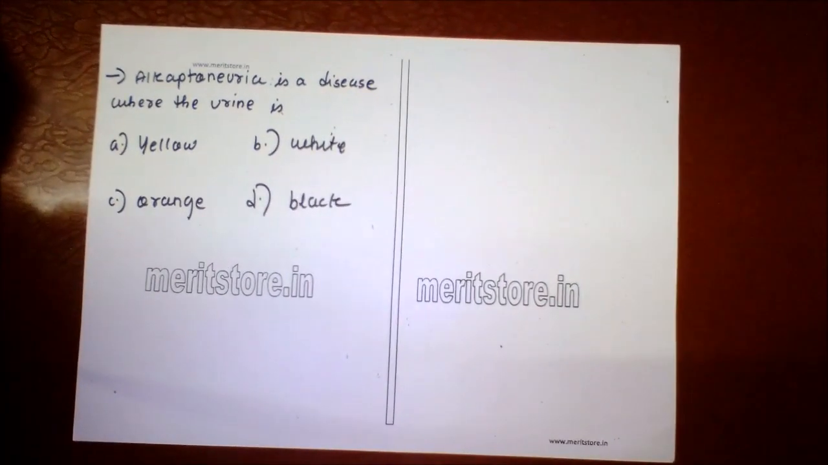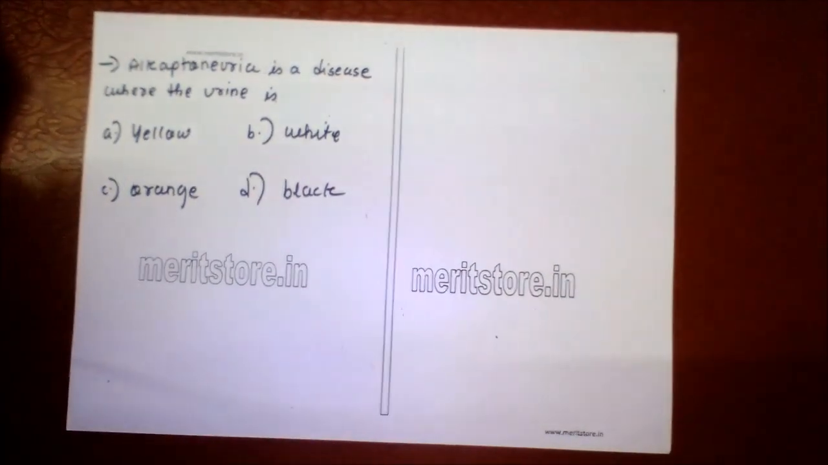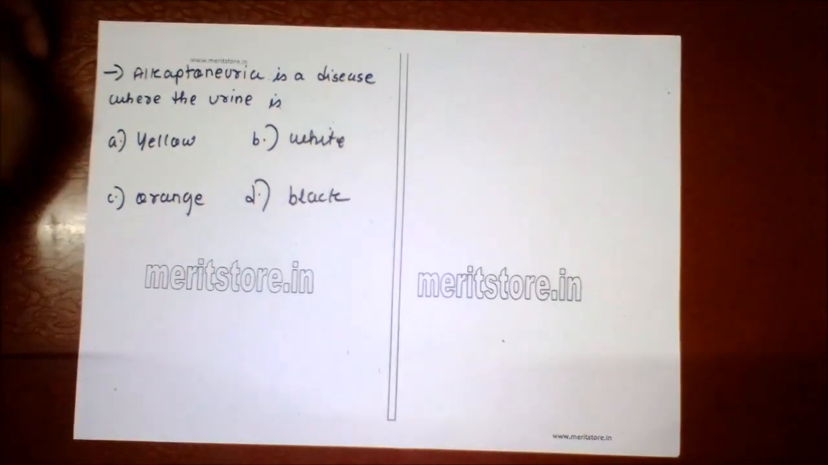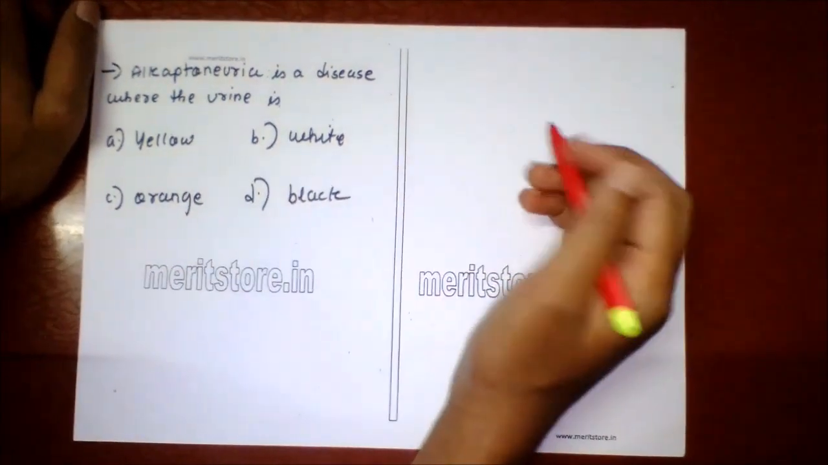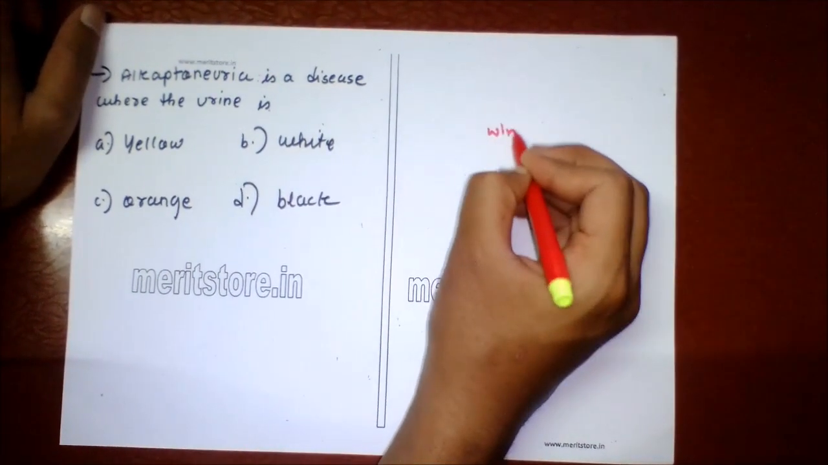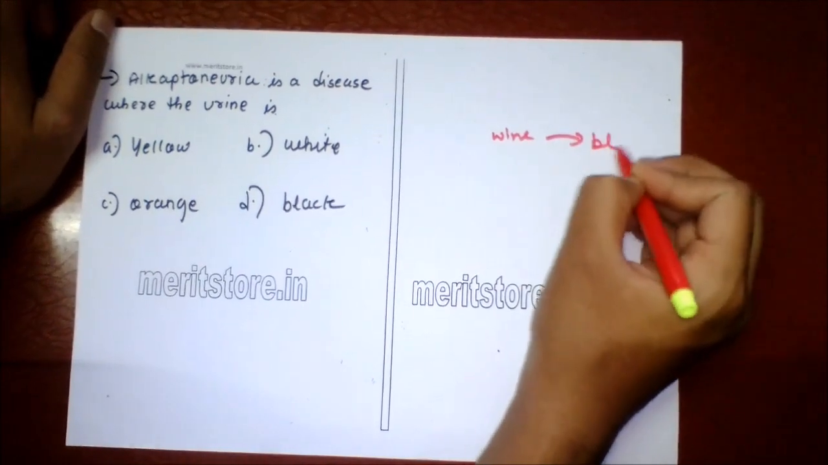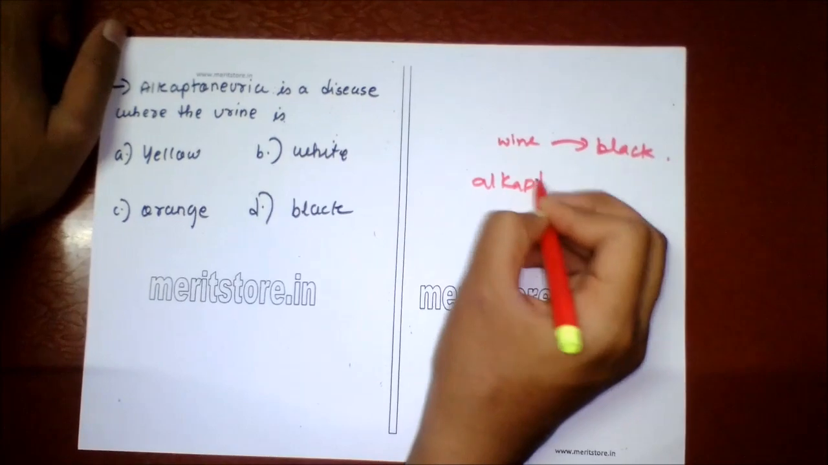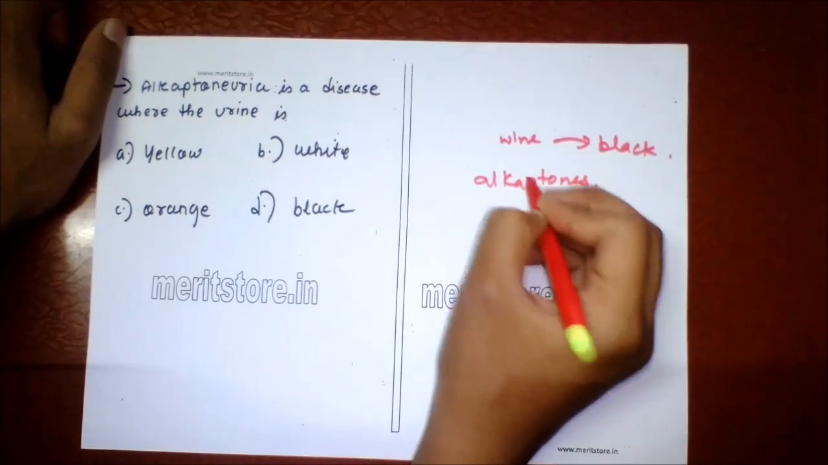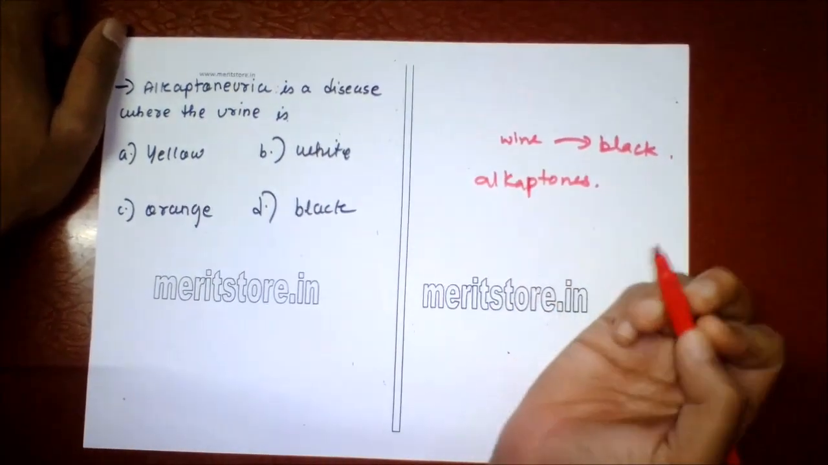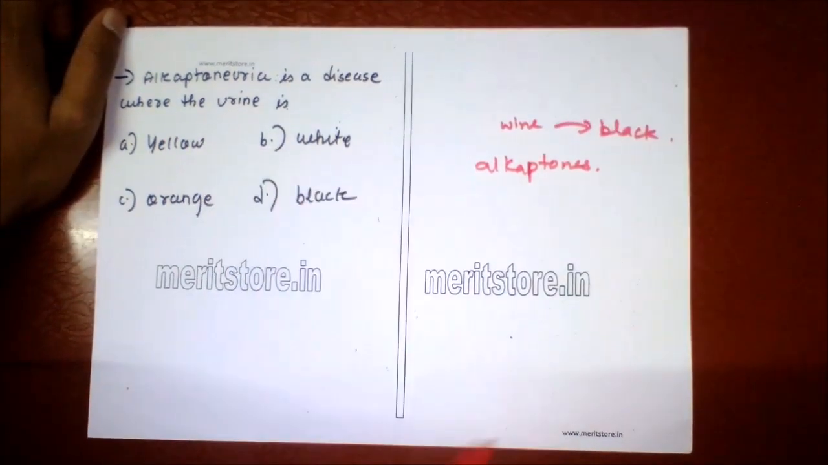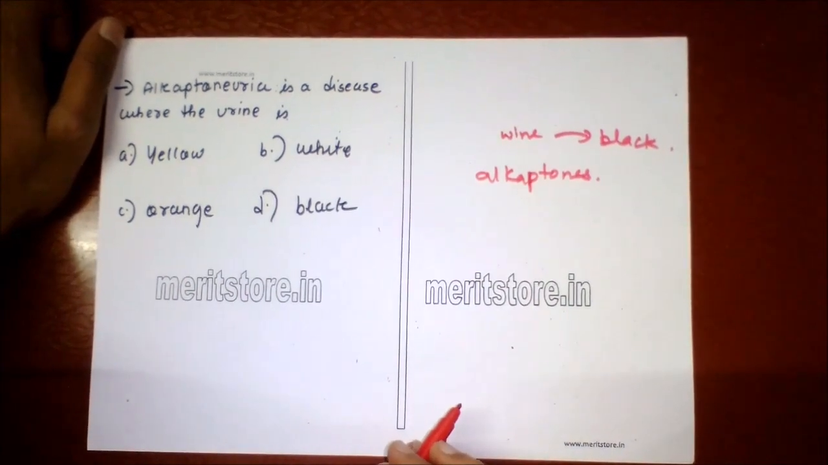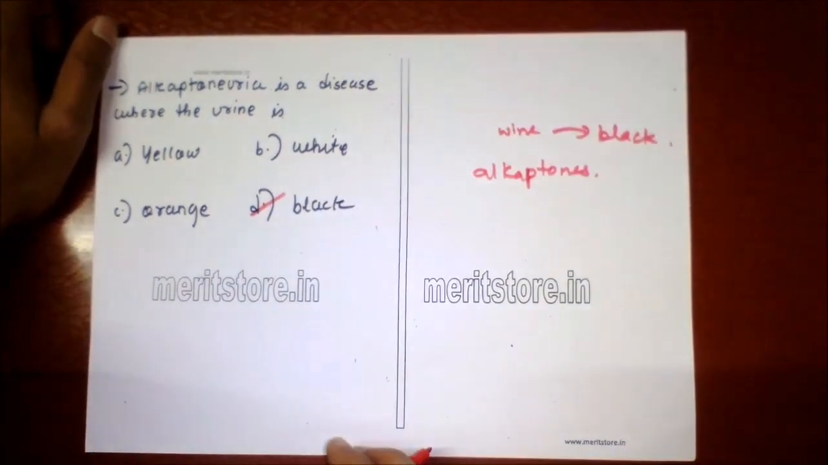Alkaptonuria is a disease where the urine is A. yellow, B. white, C. orange, D. black. So alkaptonuria is a disease where urine color becomes black due to alkaptone present in urine. This disease is because of a deficit of the enzyme homogentisic acid oxidase. So option D is the correct answer.